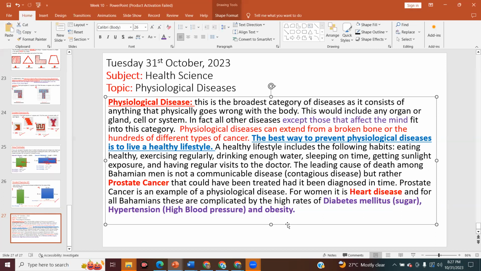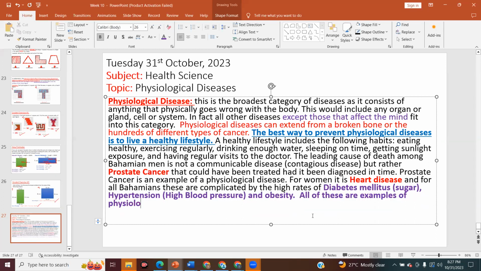So what do we need to do? All of these are examples of physiological diseases. And like we say, physiological diseases, you can easily correct them by eating healthy and living a healthy life.